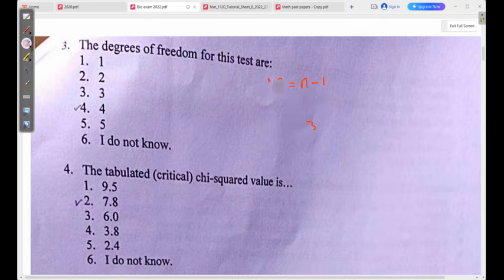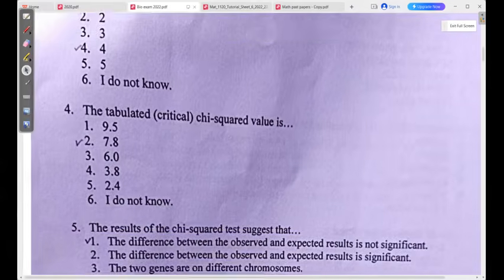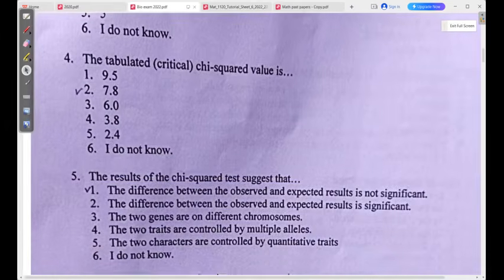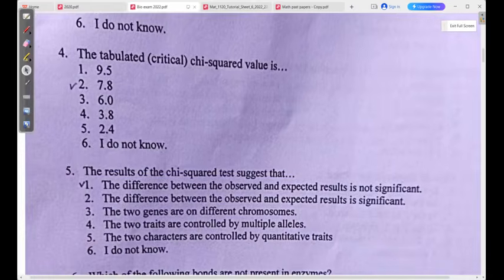And earlier on I told you that most of the time in a dihybrid cross, the degree of freedom is going to be 3 because from a dihybrid cross you are always going to have 4 phenotypes. And when you subtract 1 from 4, you always have a 3. Whereas from a monohybrid cross, the degree of freedom most of the time is going to be 1 because the phenotypes there are going to be 2. So 2 minus 1, you are going to get a 1.